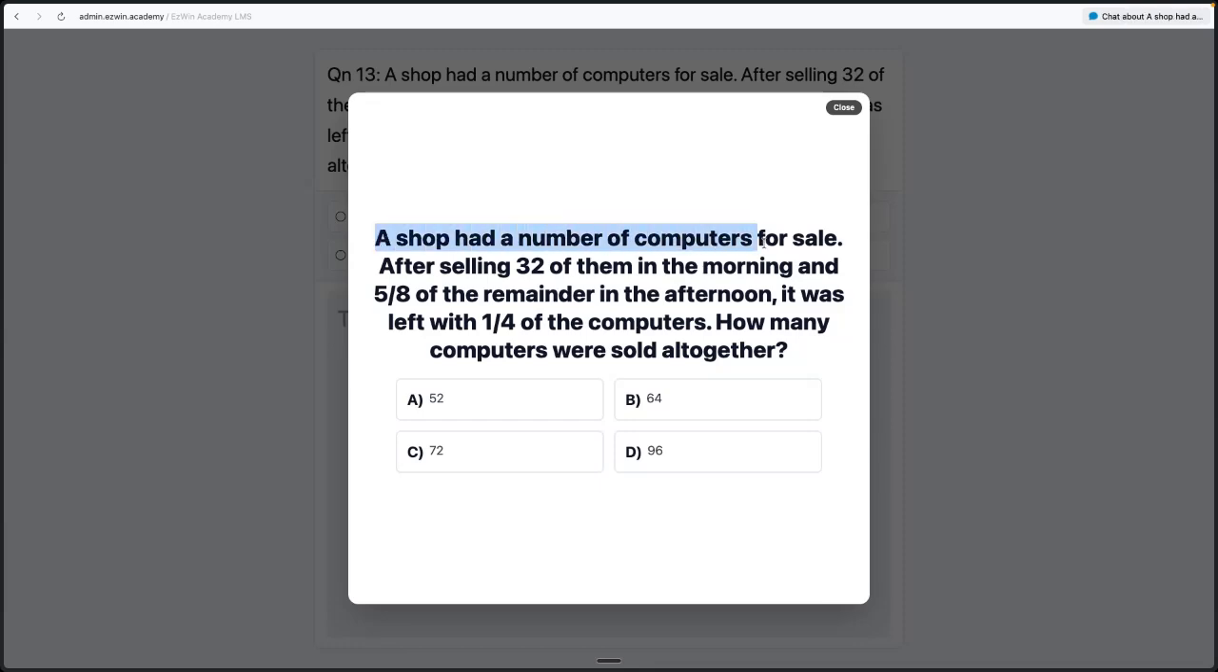A shop had a number of computers for sale. After selling 32 of them in the morning and 5/8 of the remainder in the afternoon, it was left with one quarter of the computers. How many computers were sold?